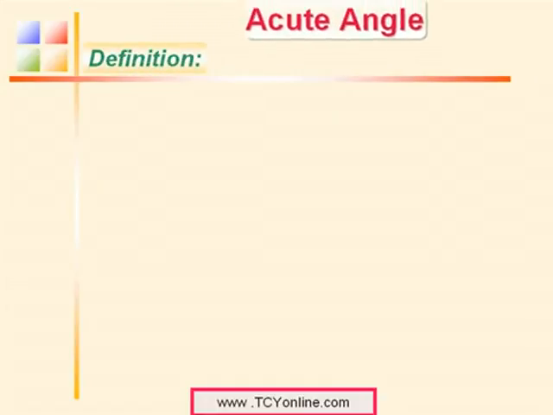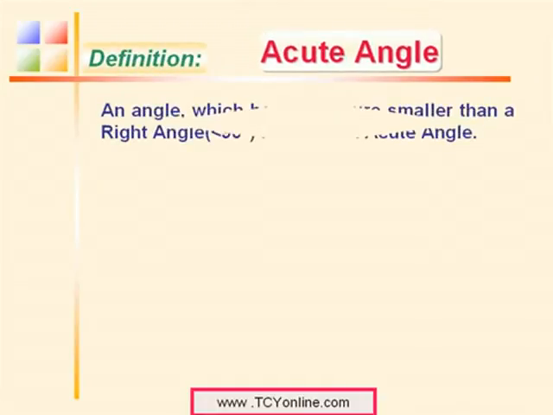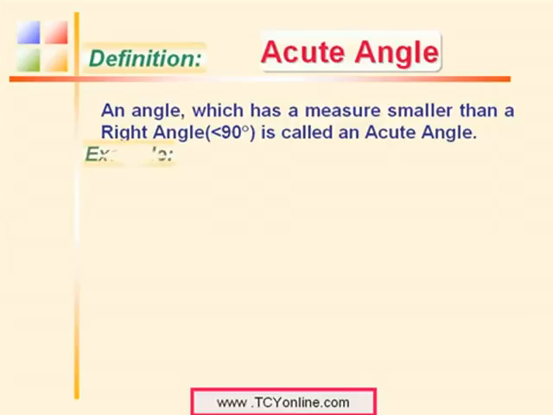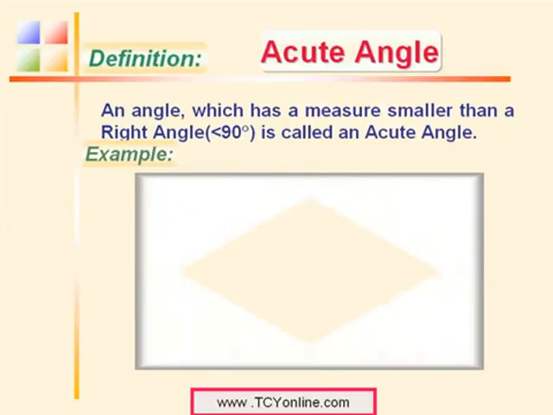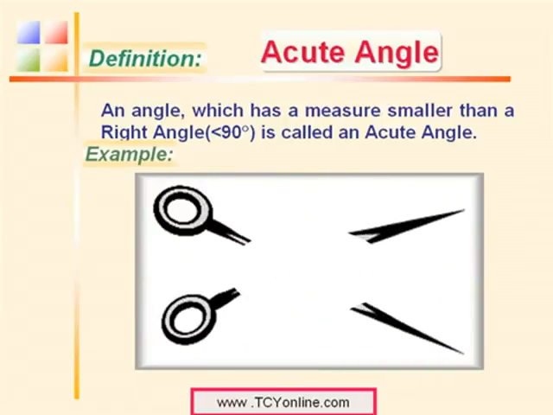After this, let's learn about acute angle. An acute angle is an angle which is smaller than a right angle, and it has a measure which is smaller than 90 degrees. Let's look at an example of an acute angle. Look at this scissor. The opening of this scissor is making an acute angle.